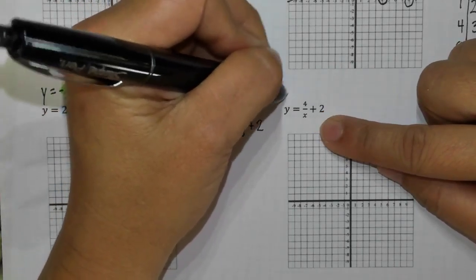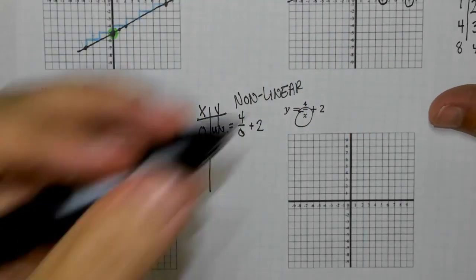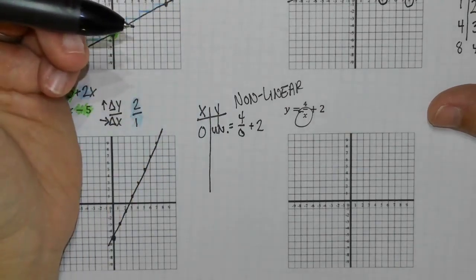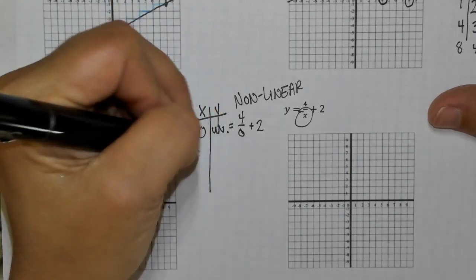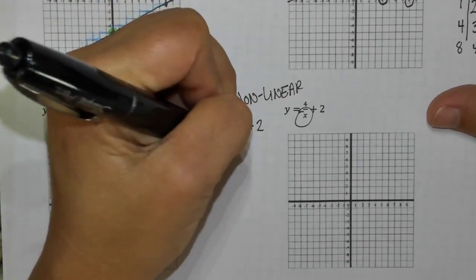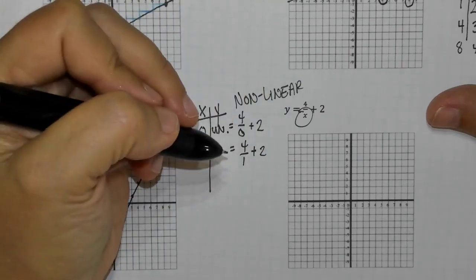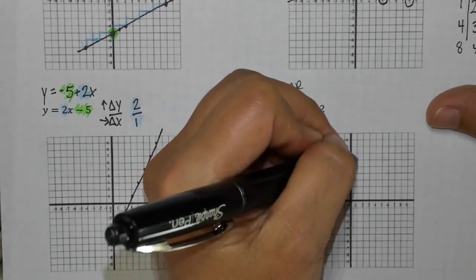Nonlinear. What makes it nonlinear? The x is in the wrong place. It's in the denominator, and that means I can put in 0, and it's not going to work. Okay, so let's try another one. I put in 1. My equation here is 4 over 1 plus 2. 4 over 1 is 4, plus 2 is 6. I'm going to go over 1 and up 6.